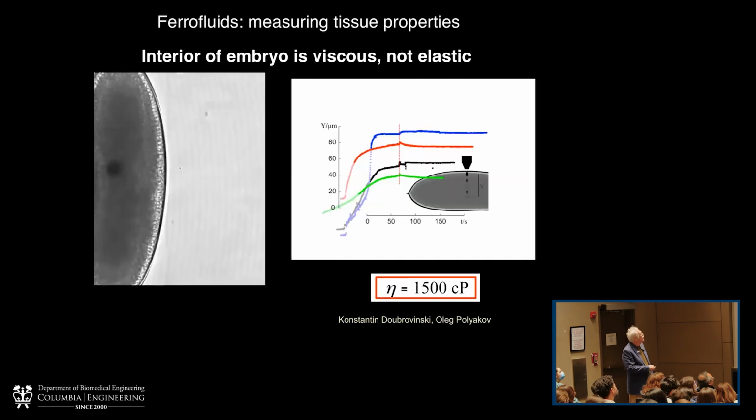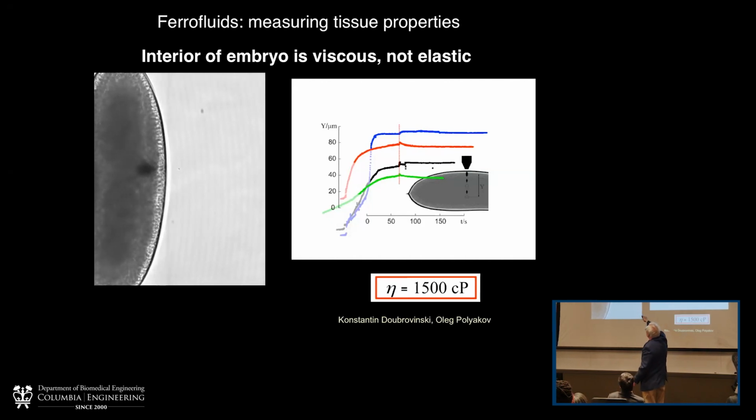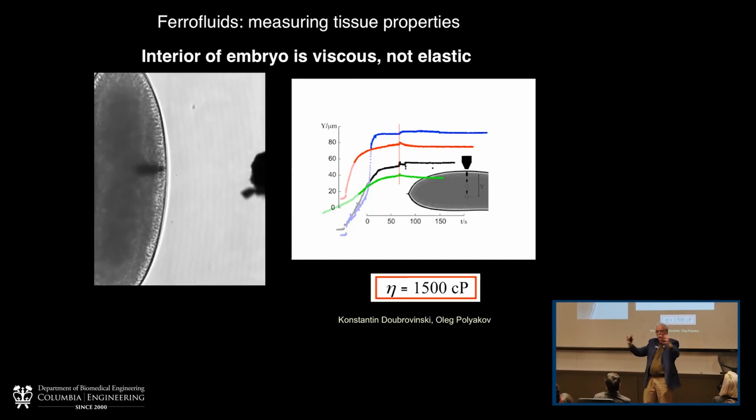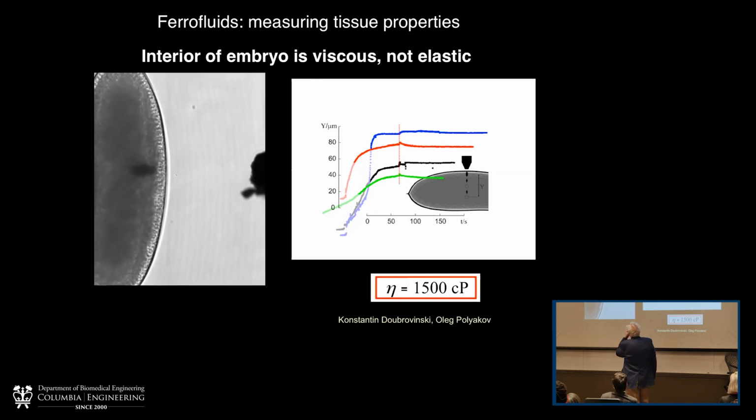Okay, we're going to inject here, and now the movie. So you can see the magnet coming in, that's the little droplet, and the droplet is elongated, and then when you pull the magnet away, the droplet condenses, but it doesn't move back to its original position. That's what you expect for viscous fluids: they're displaced, and then everything stays where it is.